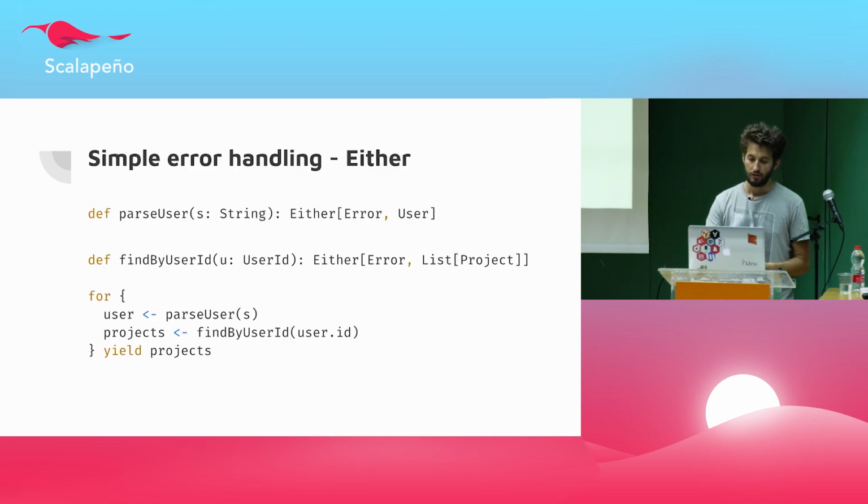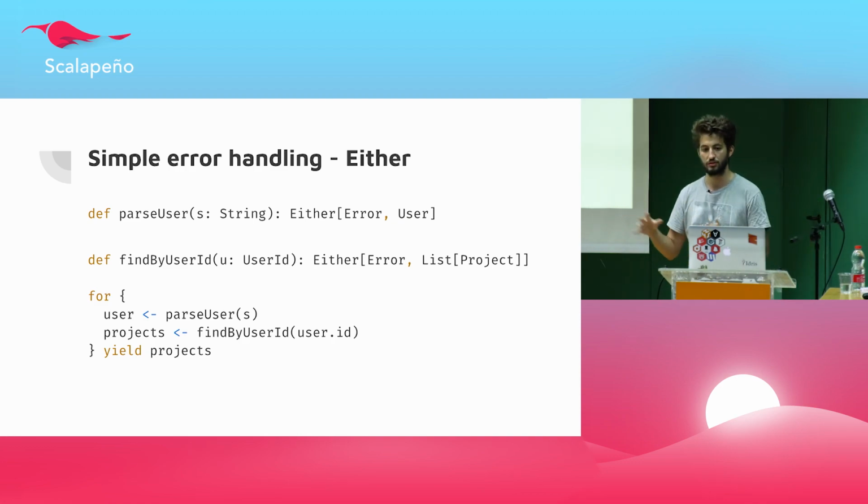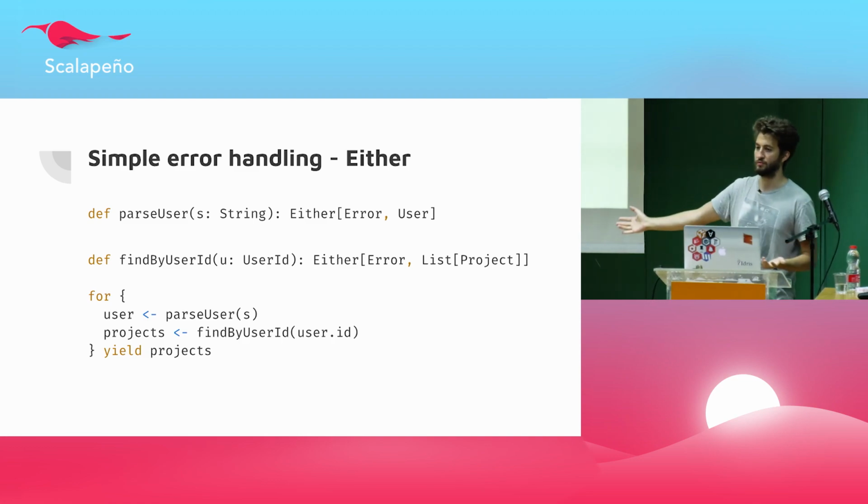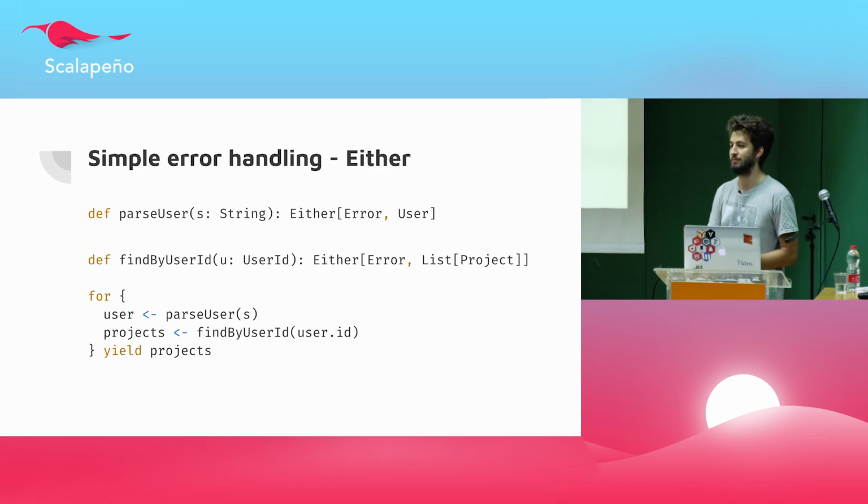So I prepared this very simple example of how to do error handling in functional programming languages like Scala. This is completely effect-free, so there are no effects going on here. This is all pure code, but it handles errors using Either. I think a lot of you have heard of or probably used Either. Can you raise your hand if you've used Either? Okay, so you all already know what this does.